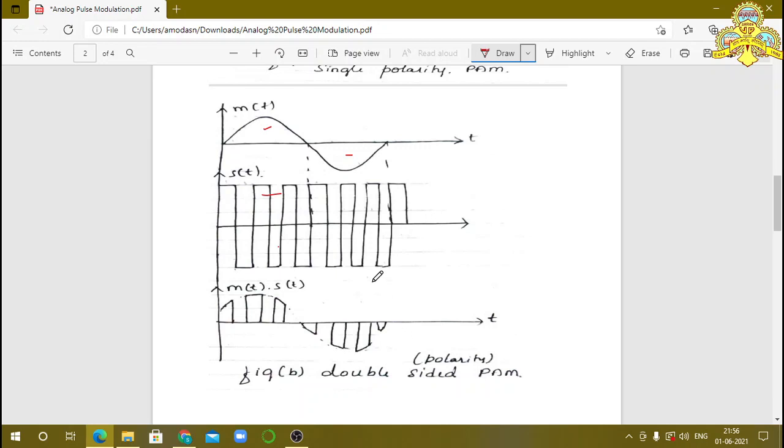It may be single polarity or double polarity. In both the cases, the amplitude of the pulse changes with respect to the amplitude of the modulating signal. So it is called a pulse amplitude modulated signal.